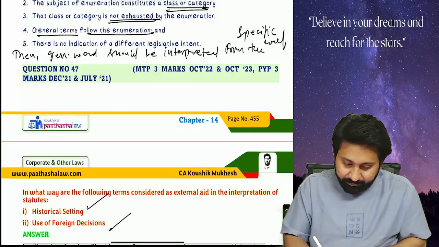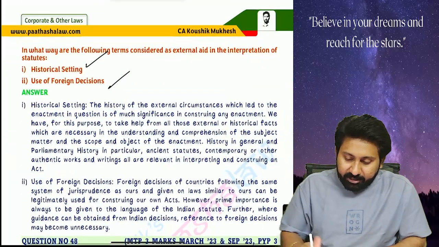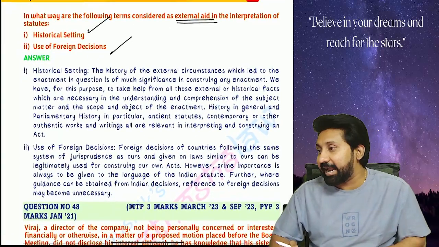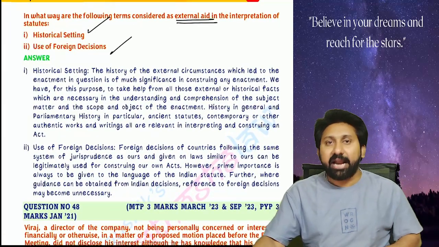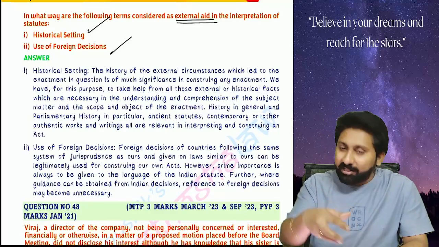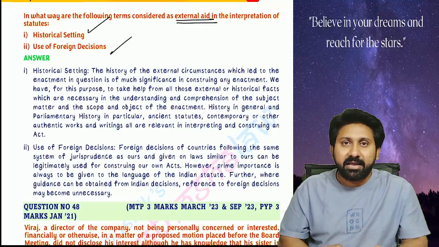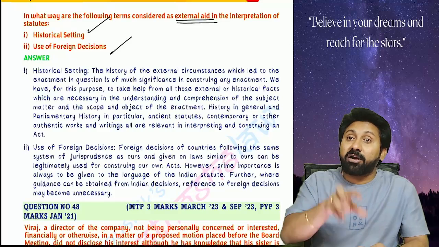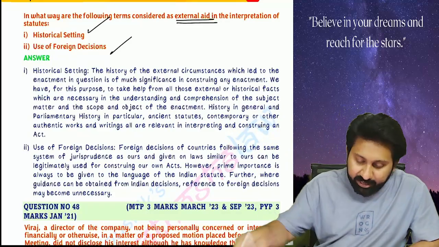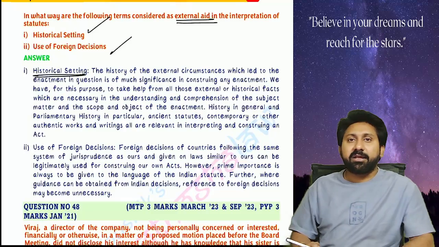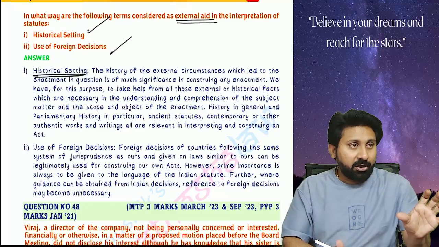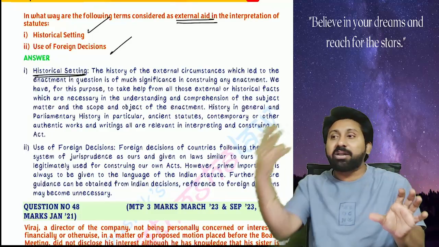Okay, listen. What is the importance of the following terms in external aid of interpretation? Sir, what is internal aid, external aid? Internal aid means within the law itself, those will help us. Proviso, explanation, all these are in the act. External aid means these are not in the act. We should see other things and understand the interpretation. Means what? Historical setting. Whenever you want to understand any law, you should understand the past history of that law.